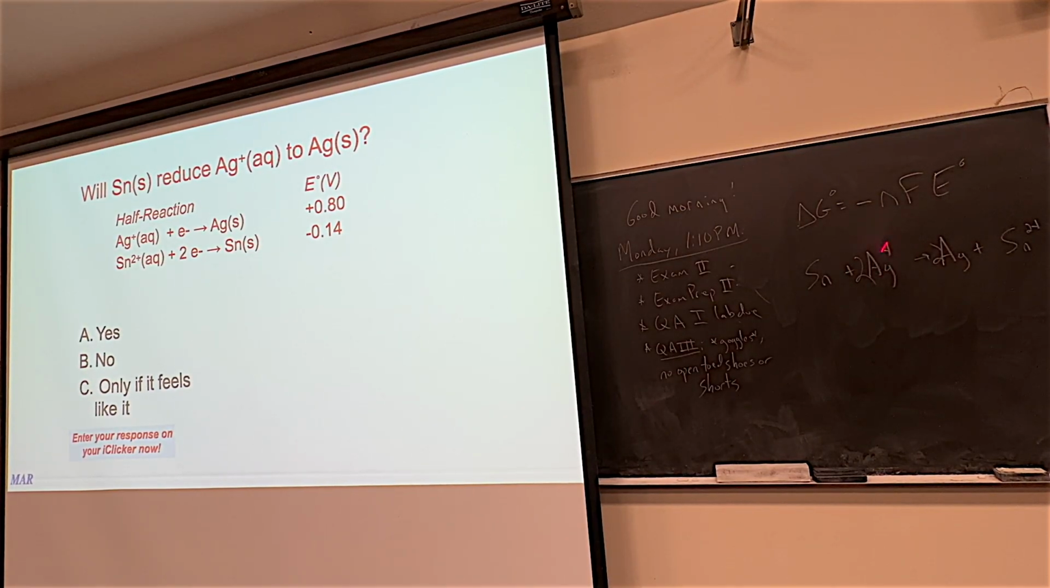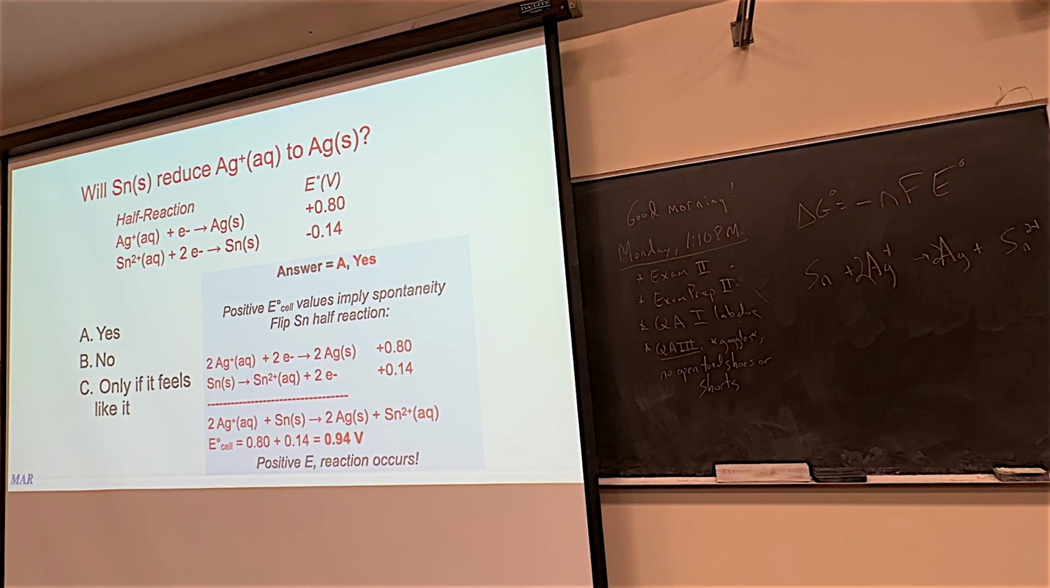But we're going to leave the silver alone because silver plus is already a reactant, and that's where we want it. So positive 0.14 plus positive 0.80 comes out to be positive 0.94. This is going to happen. E values that are positive are the ones that are product favored. If this would have been a negative 0.94, then we would have said, no, not going to happen. But in this case, yep, comes out to be positive. We're good to go. Any questions?